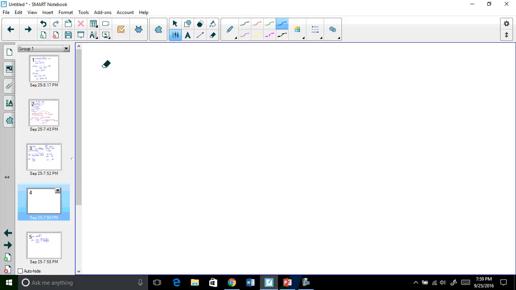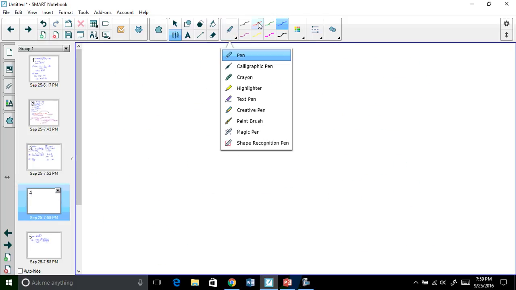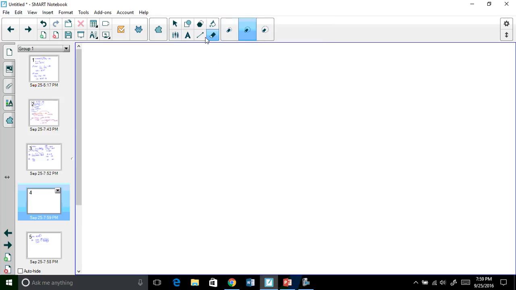Now in this problem, we know, I don't like that, it looks like an eraser. Okay, now we're going to go back to pen, and let's switch to red or black or something. Okay, it's going to look like an eraser.